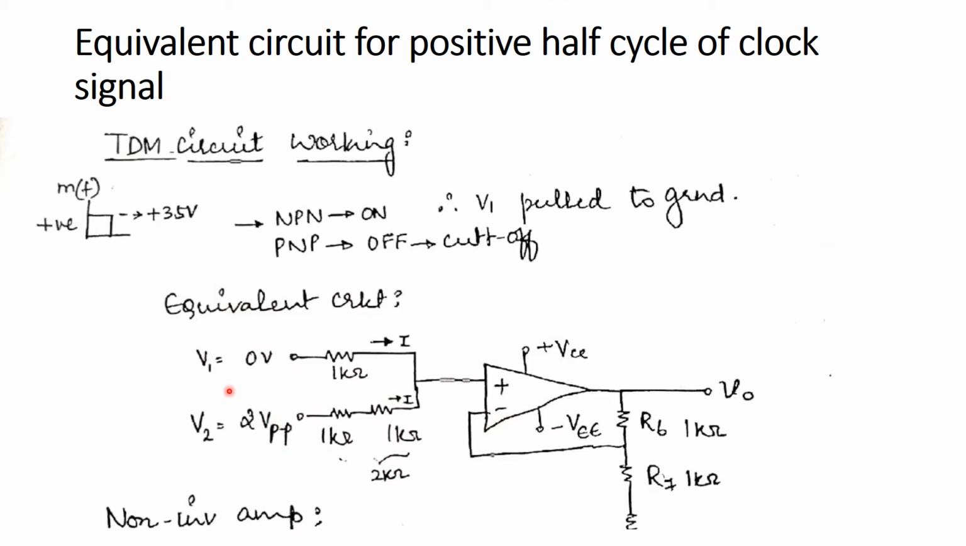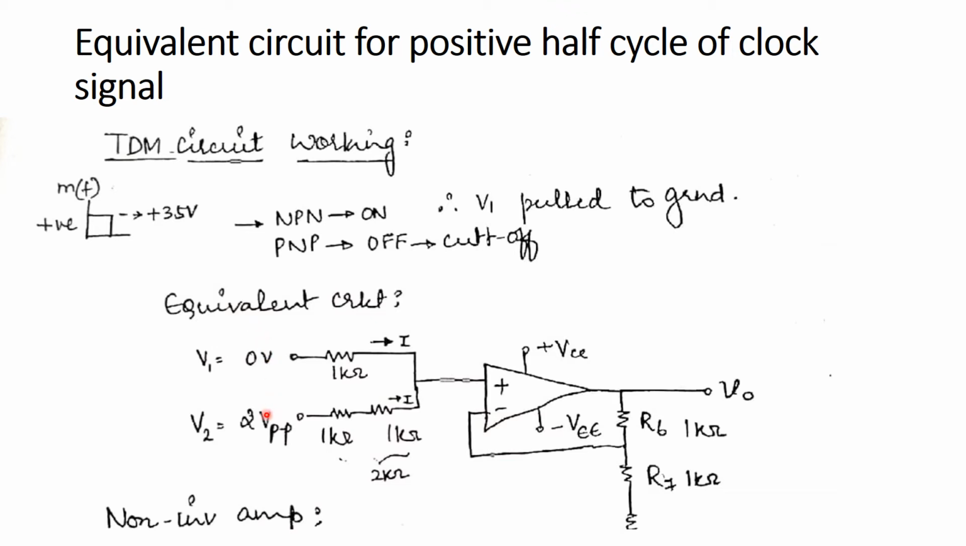Then for the second case, by assuming V1 as 0 and V2 as 2 volts, the voltage at pin number 3, that is at the non-inverting terminal of the op-amp, will be 2 volts into the output resistance 1K divided by 1 plus 1, 2K, plus 1K.